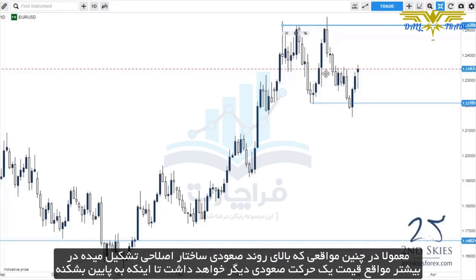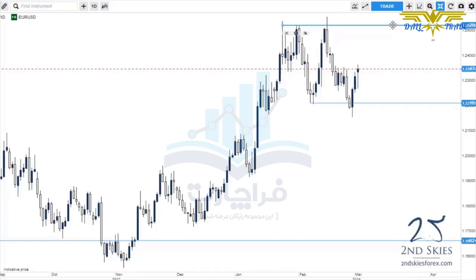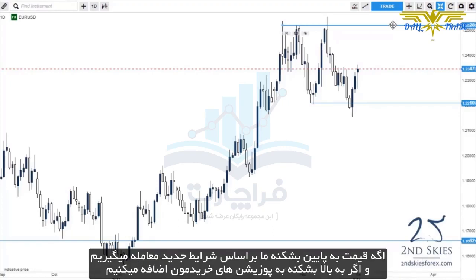And so usually when you see these corrective structures at the top, the market will go sideways for a little bit. And more often than not, it will break out to the upside than the downside. If it breaks the downside, we'll trade that. If it breaks the upside, then we're just going to get more and more long.